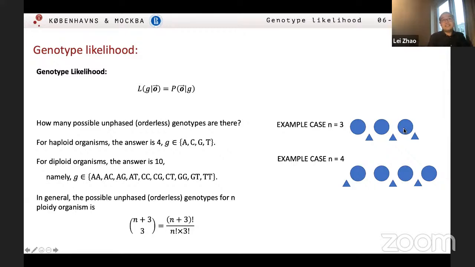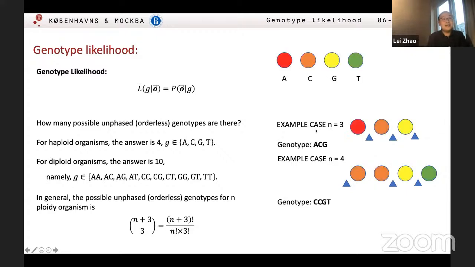These 3 same circles represent the 3 chromosomes, or the 3 nucleotides at the site. The triangles divide the regions by whether it is A, C, G, or T. If you are in front of the first triangle, it means nucleotide A. If you are between the first and second triangle, it means nucleotide C. If you are between the second and the third, it will be a G. And if you are after the third triangle, it will be a T. So this kind of arrangement means the genotype ACG.